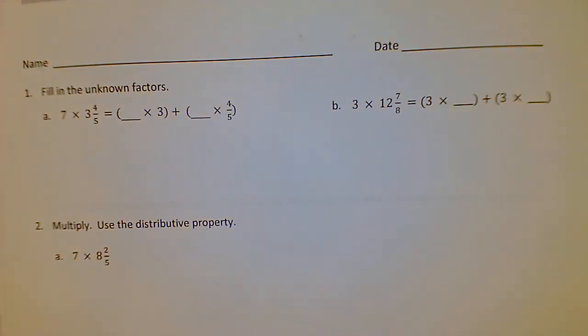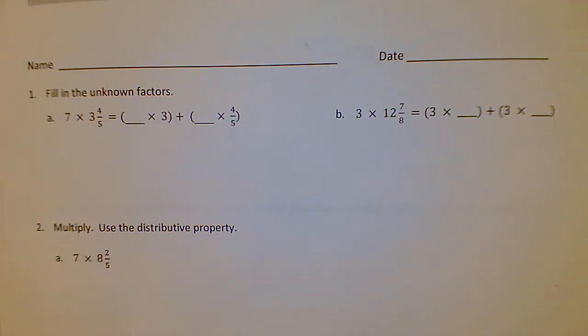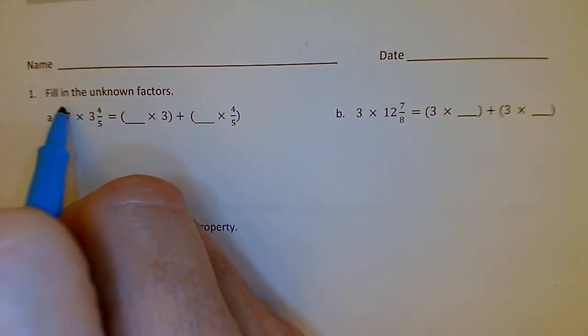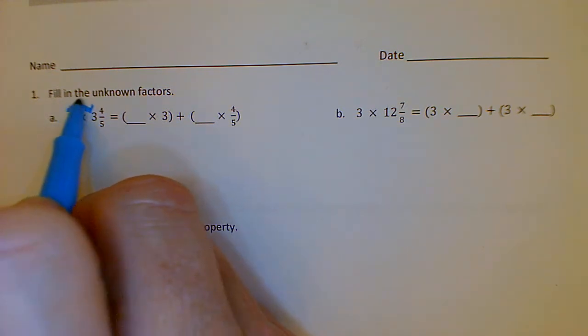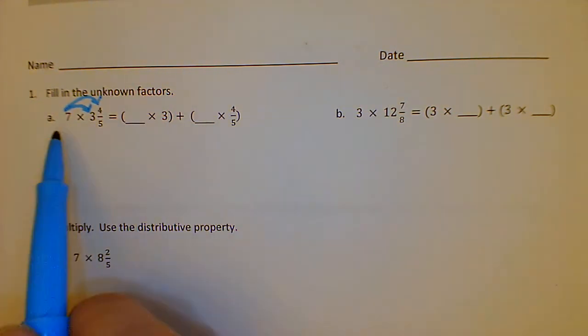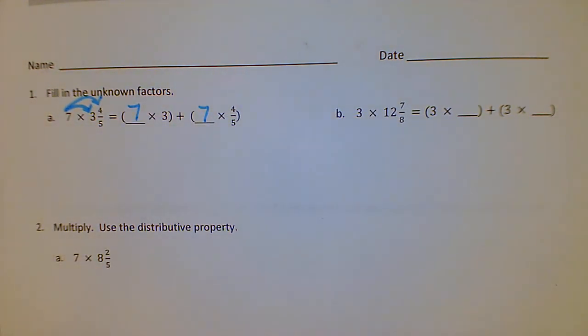So let's take a look at the first one here. They're saying, fill in the unknown factors. So if I take a look at this, I can see that I am distributing 7. So I'm going to do 7 times 3, and then 7 times 4/5. So what I can see here is that the missing factor is 7. 7 times 3 and 7 times 4/5. So I'm going to let you work on the next one.